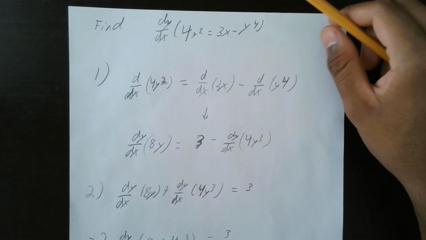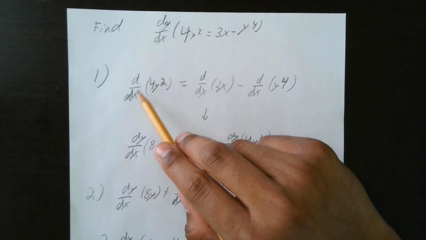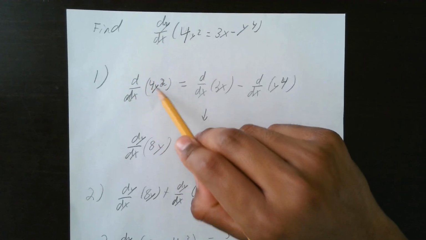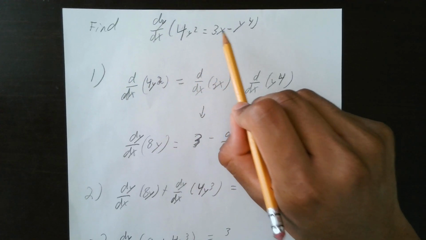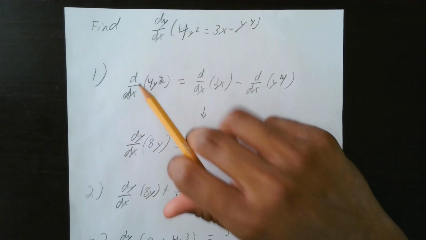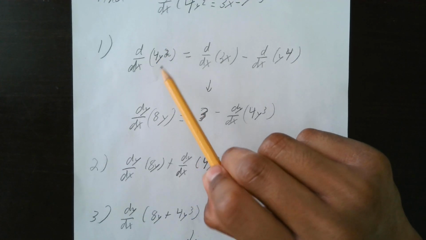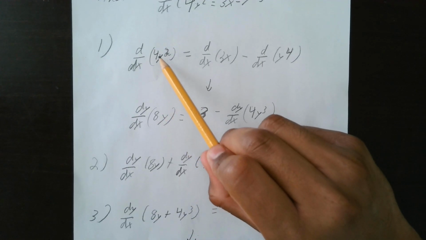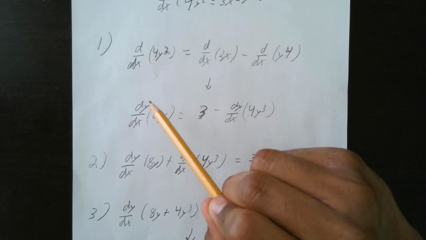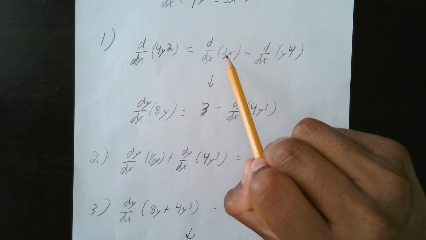Your first step would be to differentiate both sides with respect to x. So you differentiate this with respect to x, you differentiate this with respect to x, and you do that for all the terms. We differentiate 4y squared, and so we get 8y, but since we're differentiating y variables, we're going to leave this dy over dx term.